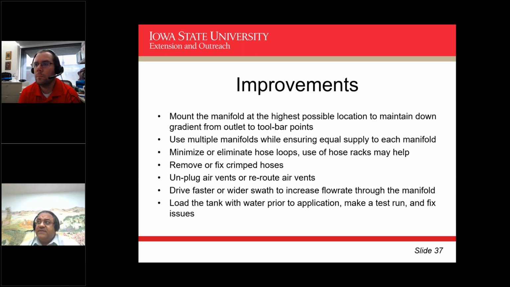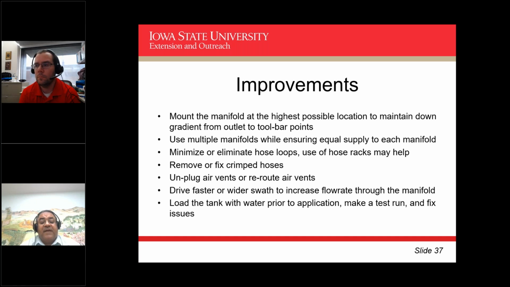So improvements that I would suggest is mount your manifold at the highest possible location that you can, so that you maintain a down gradient towards the toolbar points. Use multiple manifolds, especially if you have extra wide toolbars, so that you can ensure equal supply from each manifold down to the toolbar points. Minimize or eliminate hose loops. They don't help. Use hose racks to make sure you again have down gradient towards the point. Remove or fix crimped hoses. Unplug your air vents and reroute those air vents whichever way works better for you.